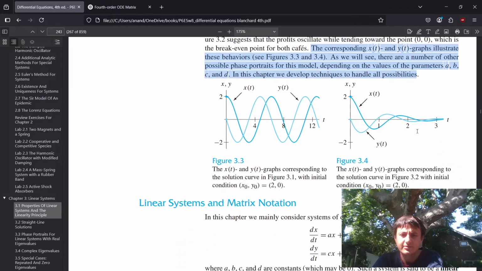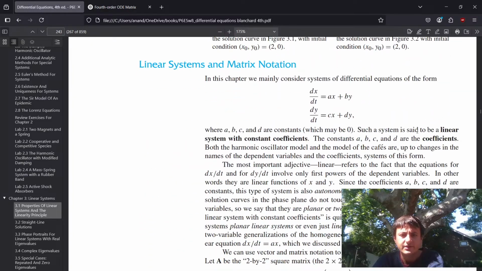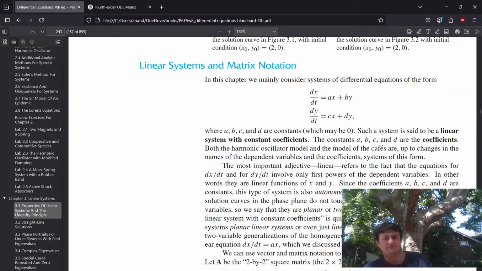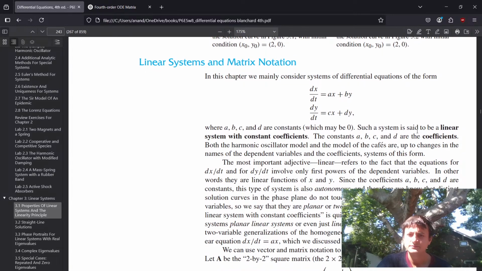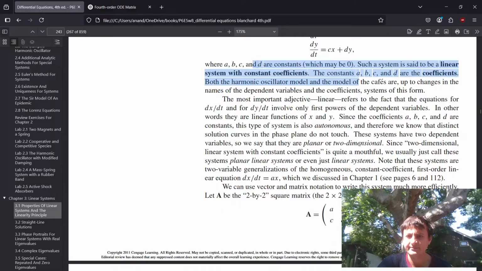Right, since it's the daily profits, okay. Then it's break even. Okay. They give it a name.